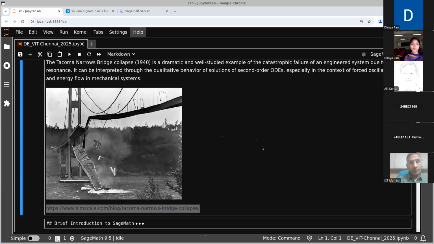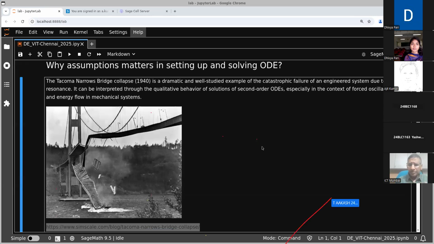So this was a very brief introduction. I think somebody is annotating on my screen, so please remove those annotations.